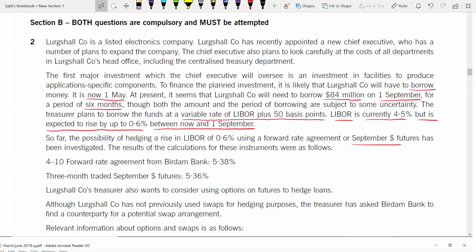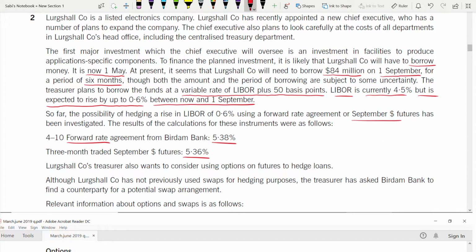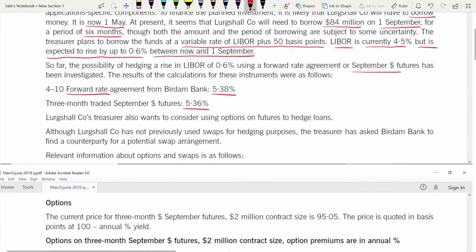Okay. So now they have given the rates. The 410, okay, 4 to 10. Forward rate agreement from Burdham Bank is this. So using forward, this is the rate, and 3-month traded September dollar future, this is the percentage, the interest rate. Okay. Lakshya's company's treasurer also was to consider using options on futures to hedge loans. Although Lakshya has not previously used swaps for hedging purposes, the treasurer has asked the bank to find a counterparty for a potential swap arrangement. The relevant information option and swap is as follows.